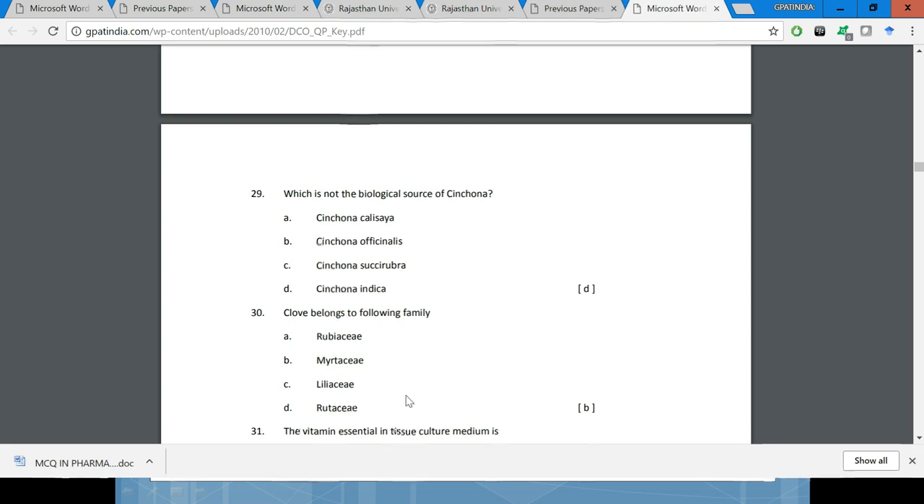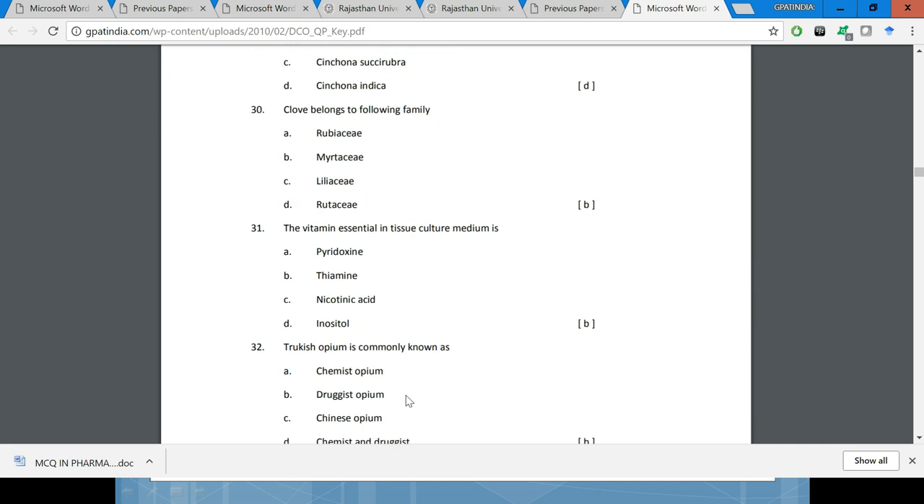29th question, which is not the biological source of Cinchona. If you remember, Cinchona calisaya is called yellow bark, Cinchona officinalis is pale bark, Cinchona succirubra is red bark. So the correct answer is Cinchona indica. This is not a correct biological source for Cinchona. Next question is, clove belongs to the following family. The botanical name is Syzygium aromaticum, and the family is Myrtaceae. So remember, that is the correct answer.